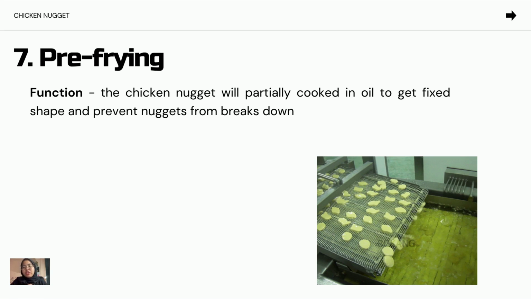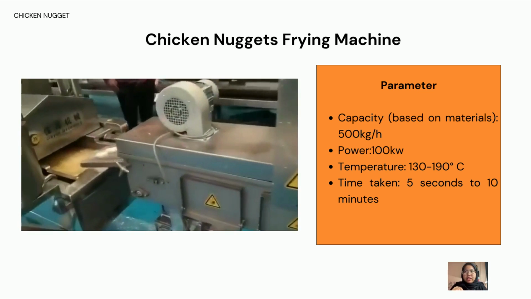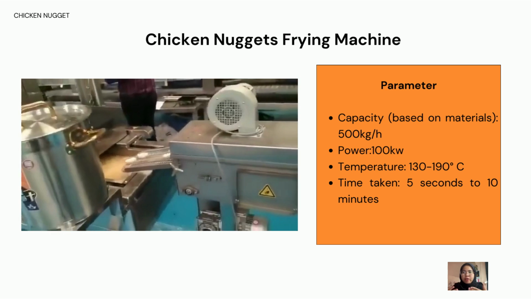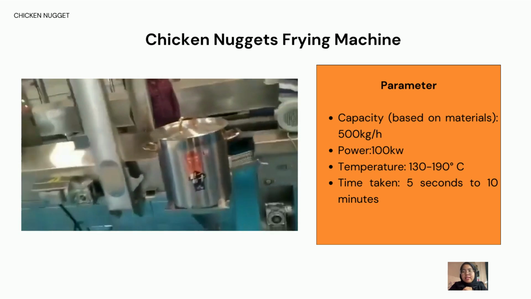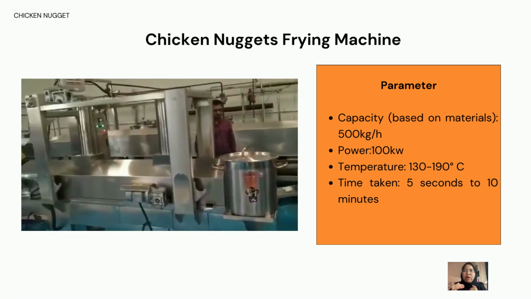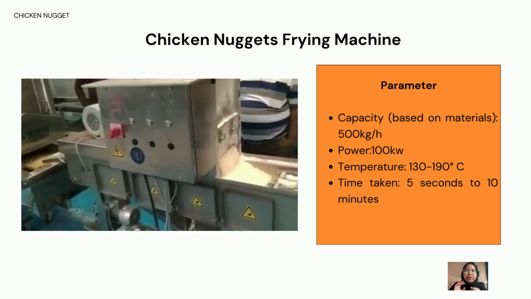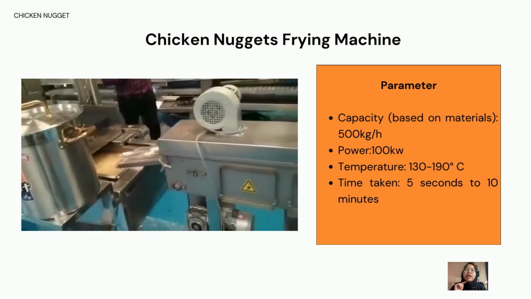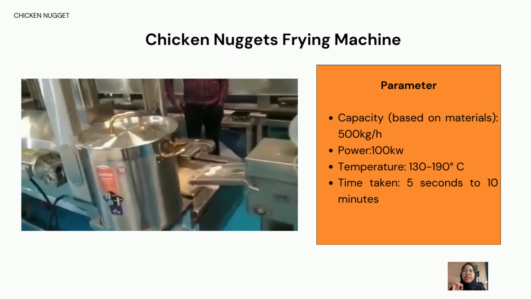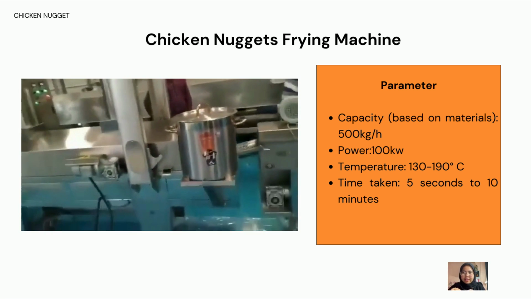Next is the process of pre-frying. The chicken nugget will be partially cooked in oil to fix its shape and prevent the nugget from breaking down. The instrument that I use in this process is a chicken nugget frying machine. For the parameters, the capacity based on material is about 500 kg per hour, and the power is about 100 kilowatts. The temperature is 130 to 190 Celsius for 5 seconds to 10 minutes.